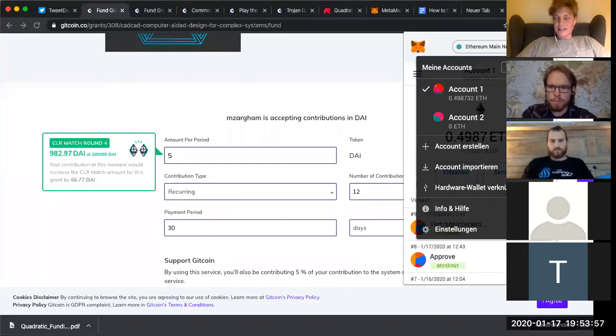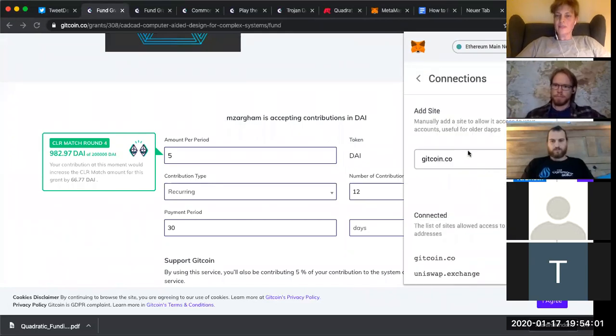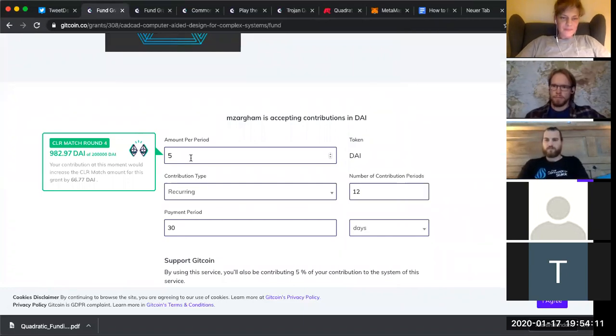It's also important to check, since sometimes this creates hiccups, that your MetaMask wallet is connected with Bitcoin. In case it isn't already connected, you have to connect it. And then you just choose how much you want to contribute. This is also part of the information that is given. 5 DAI will result in 66 additional CLR match.